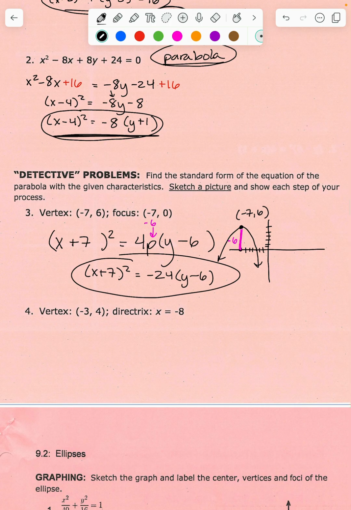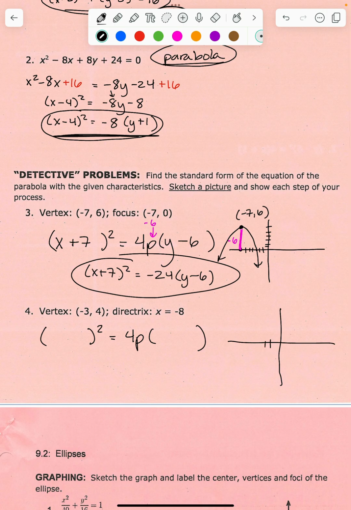Vertex is -3, 4, and a directrix at -8. This is a parabola because they are the only ones with a directrix. So I'm going to draw a little picture. Cool. -3, 4. I'm going to label that. Okay. X is -8.